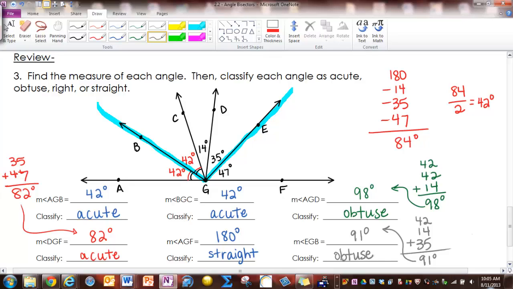Now it's important to look at the angle measure and not just look at what the angle appears to be. This one looks very much like a right angle, but it's just slightly bigger, 91 degrees, so we need to classify it as obtuse.